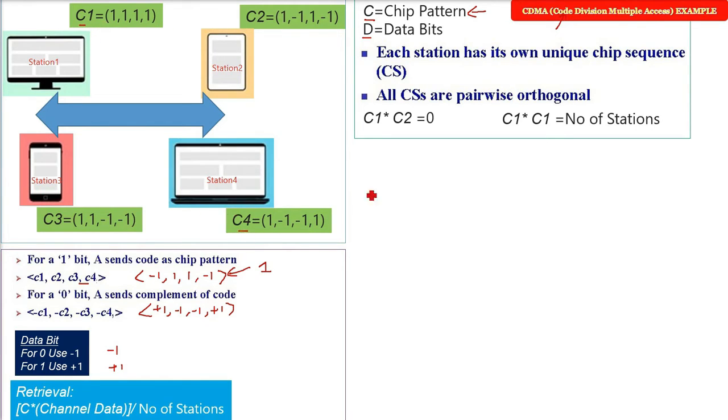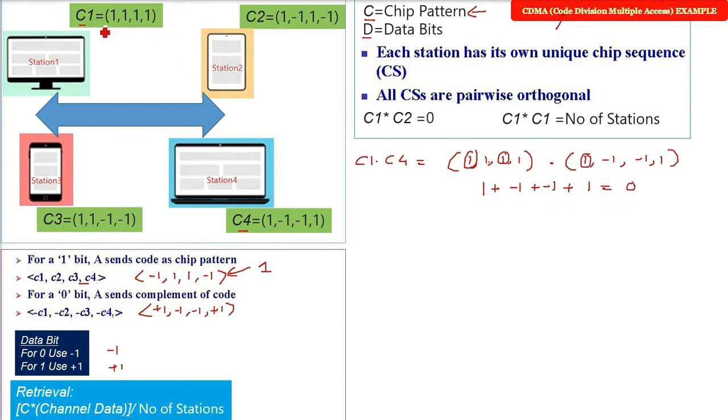Okay, I'll give you an example. Let us take C1 and C4. Now C1 is 1, 1, 1, 1 and C4 is 1, -1, -1, 1. We are taking the code assigned to C1, C4, that is station 1 and station 4. Now multiply the first one, 1 with 1. What do you get? 1. Now multiply the second one. That is 1 into -1, which is -1. Third one, 1 with -1 is -1. Fourth one, 1 with 1 is 1. Now you add them. When you add, you will get a 0.